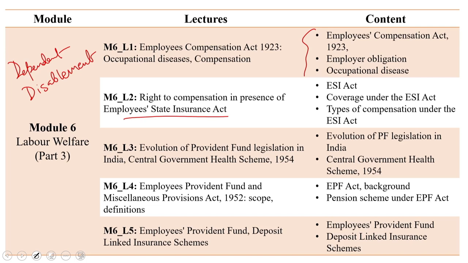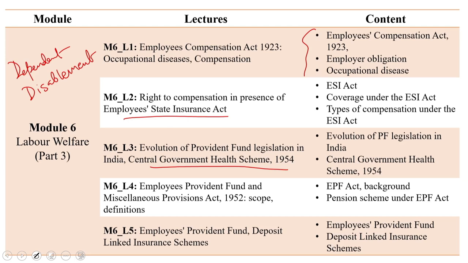In the third lecture, typically we looked into the evolution of the Provident Fund legislation in India. The Central Government Health Scheme also was discussed. So with EPF, when you looked into that particularly, what was the objective? Even when we looked into the Central Government Health Scheme, what was the central objective? Typically, the critical objectives that were discussed were reducing financial burden, promoting preventive care, and improving health outcomes. Then we also looked into the coverage, who can actually avail the benefits.